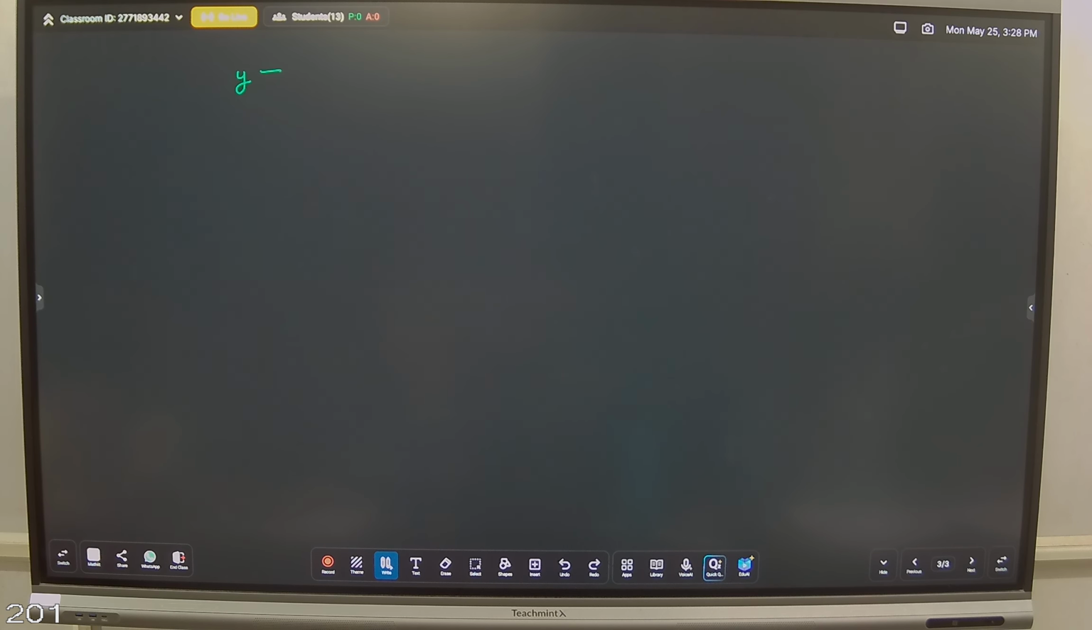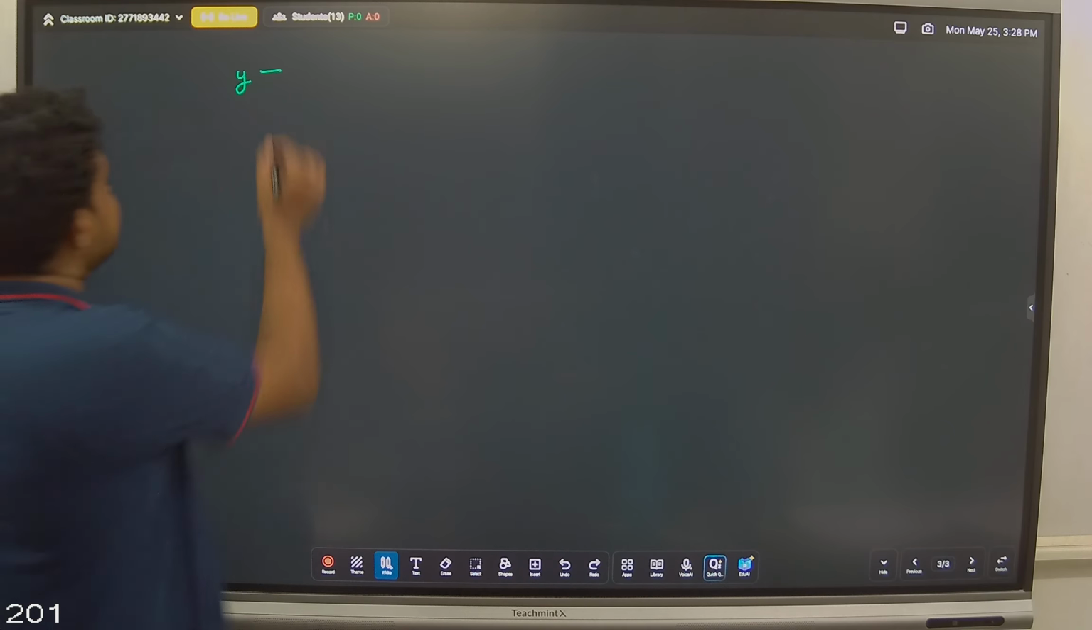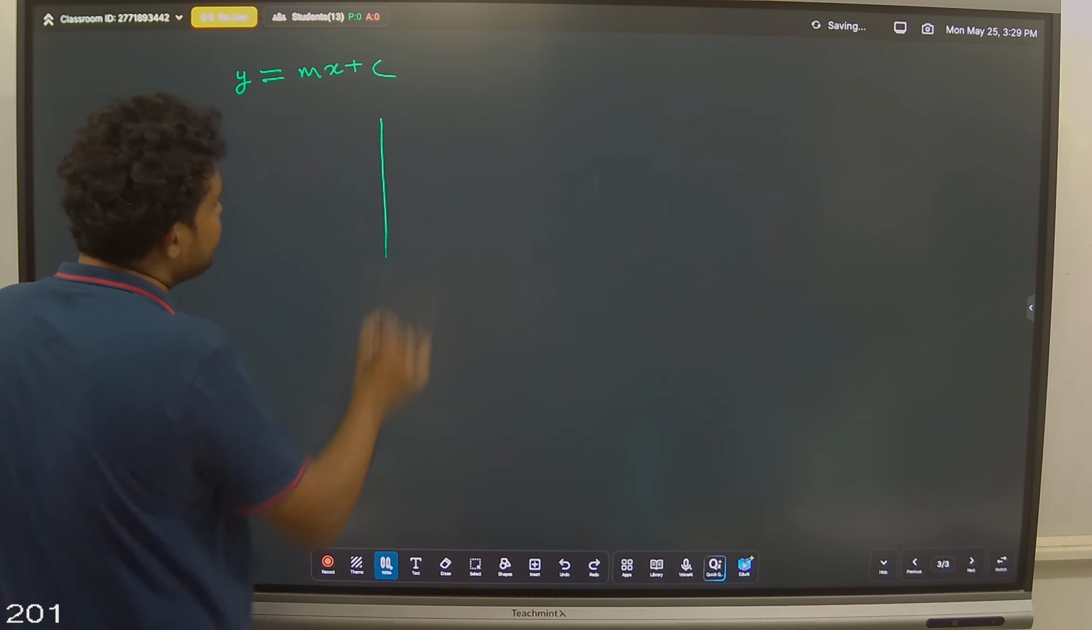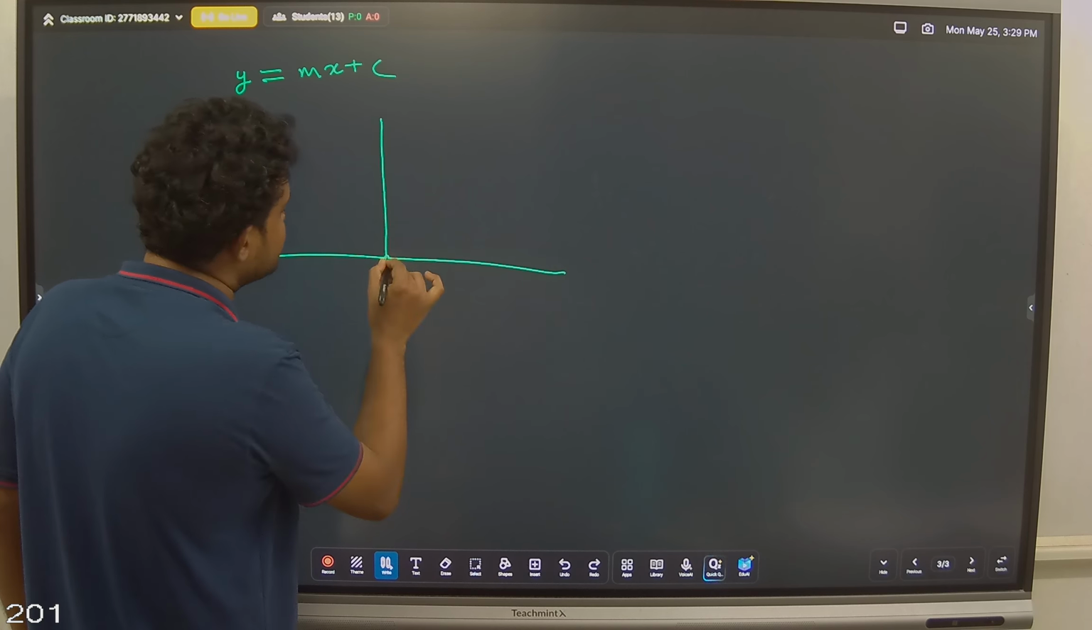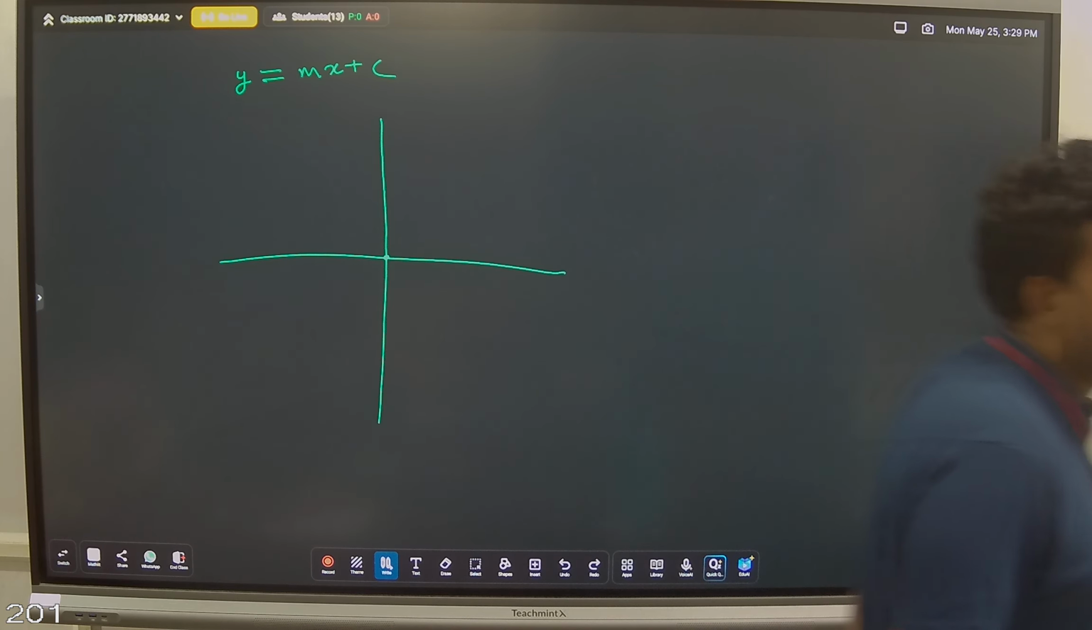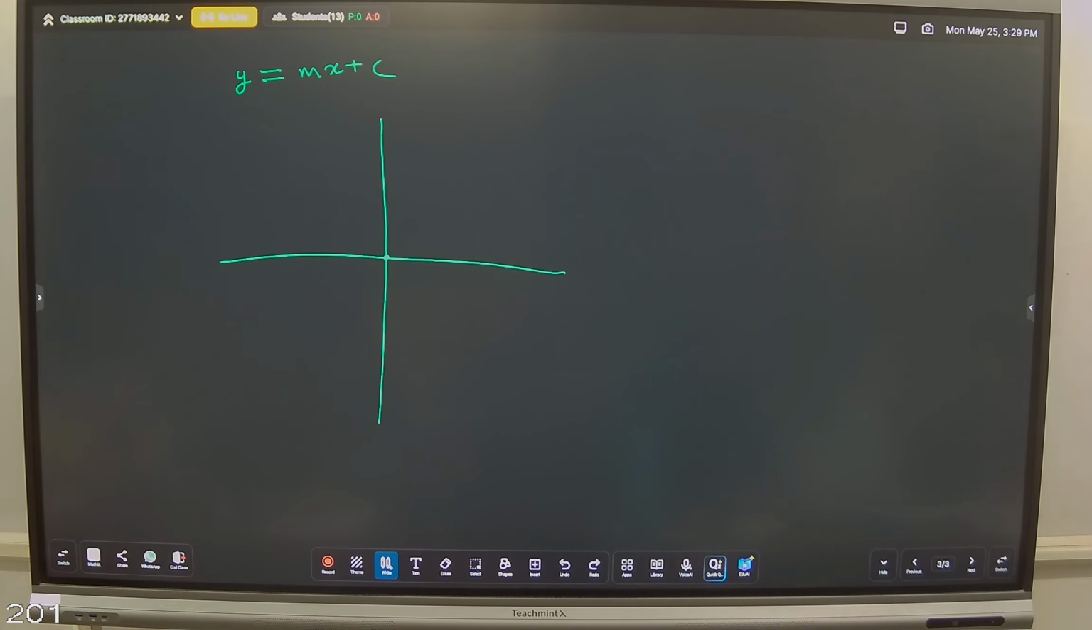Yeah, okay, I remember. For the generalized expression y equal to mx plus c, if I substitute x equal to 0, am I going to get y equal to 0? No, I am going to get that y is equal to c, right?